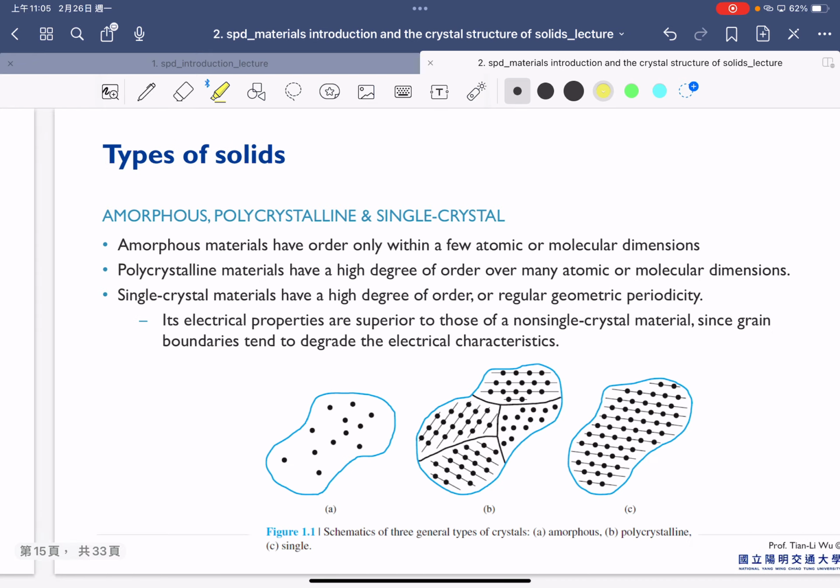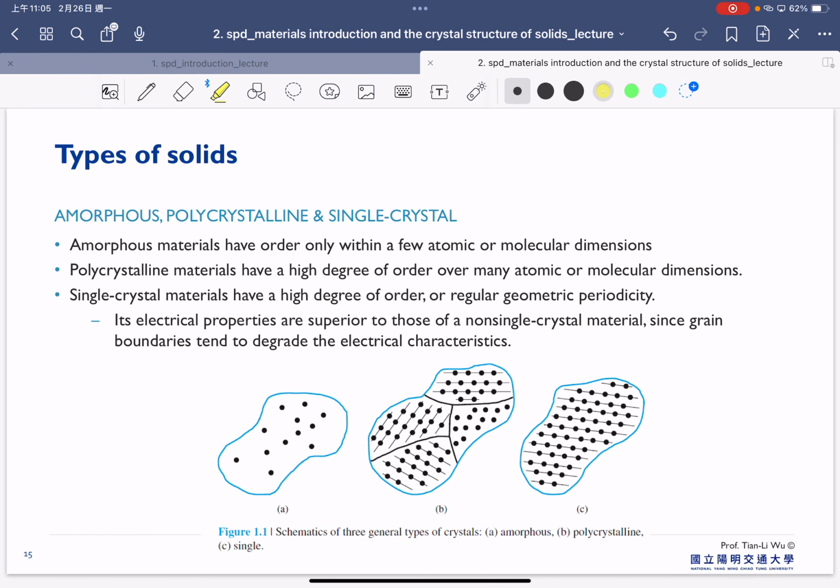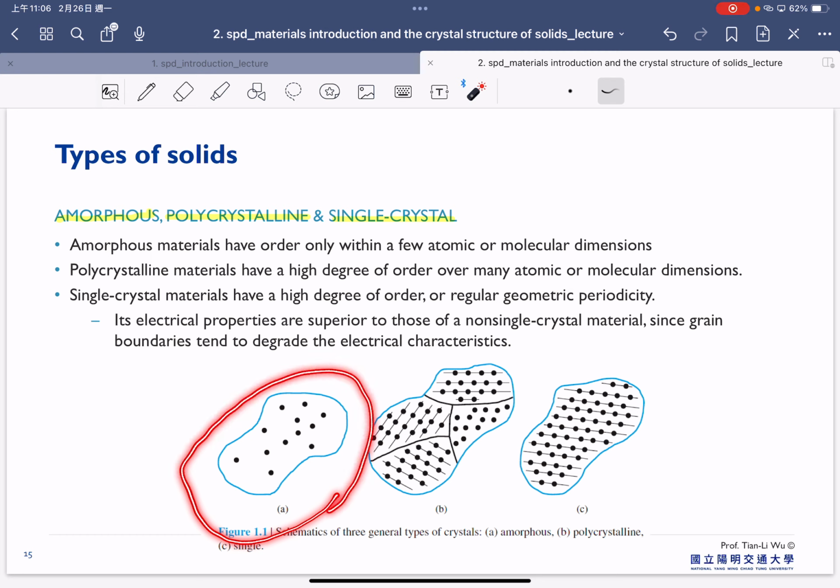Then we start to introduce the solids, the types of solid in semiconductors. We consider that's related to the solid, and there are different kinds of solids that you need to understand. That's related to the amorphous, polycrystalline, and single crystal. So amorphous material has order with only a few atomic or molecular dimensions. So you can see this is a schematic for the amorphous.